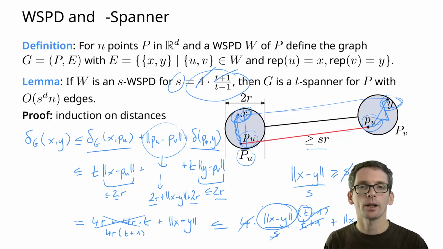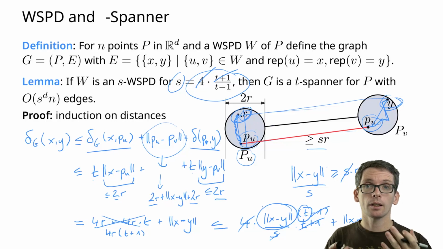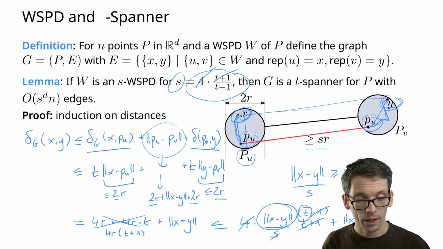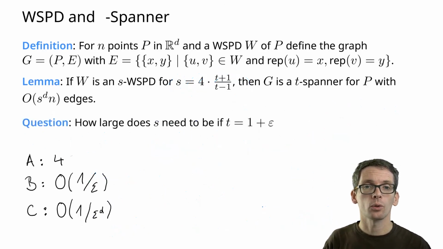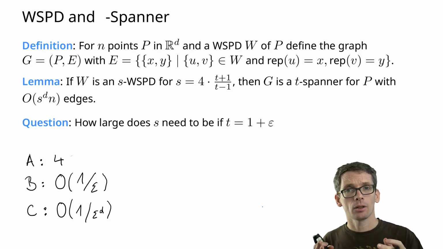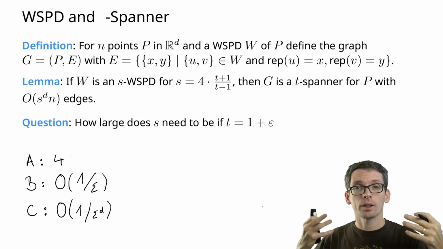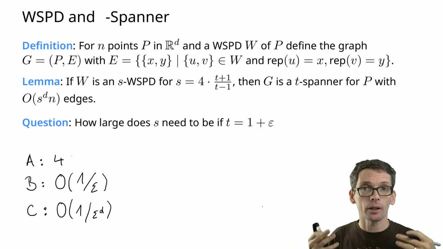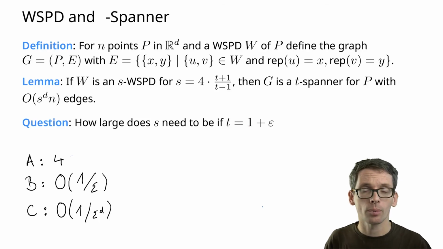Good. So we now know we have a t-spanner if we choose s like this. Let's put this to use by picking a specific t, namely the following. Let's ask what we need to get a t of 1 plus epsilon. This is a very common setting. Essentially, if you want a 1 plus epsilon approximation of the distances within the complete graph, we are going to set t to 1 plus epsilon.